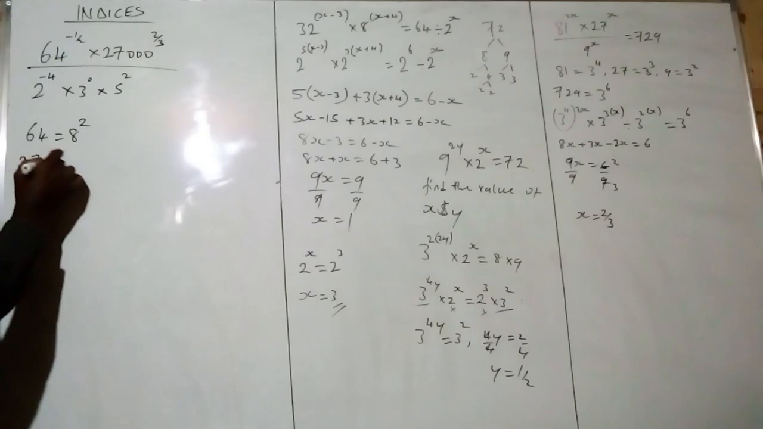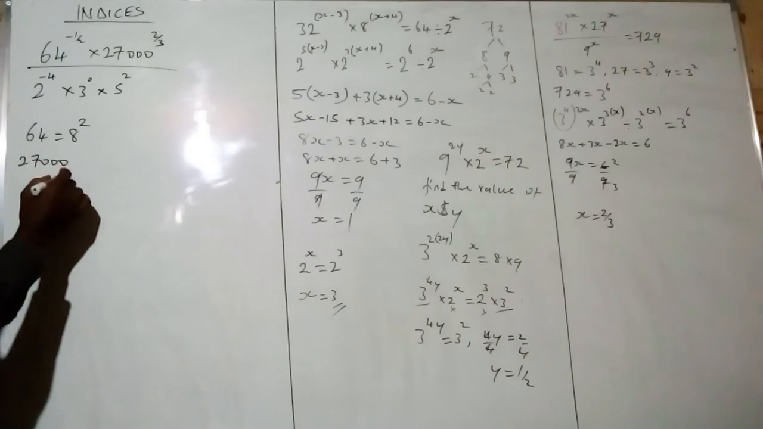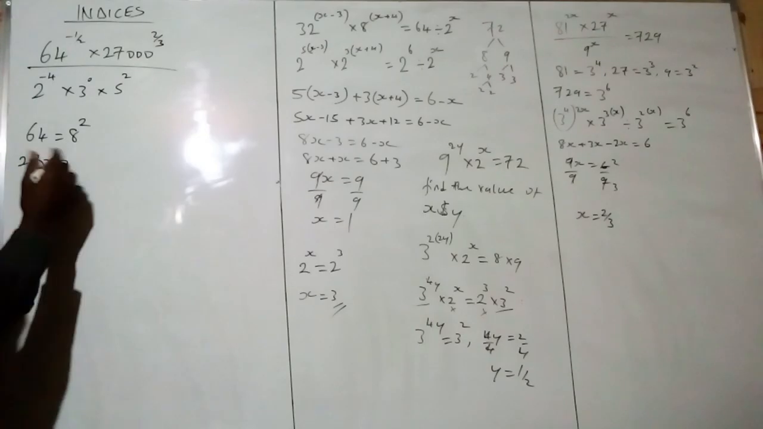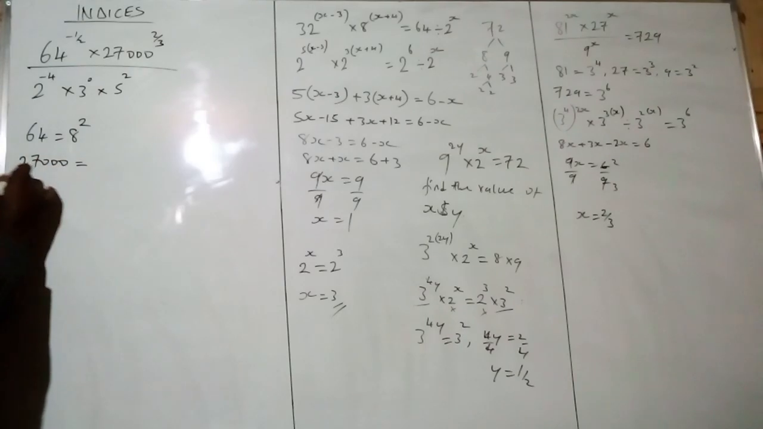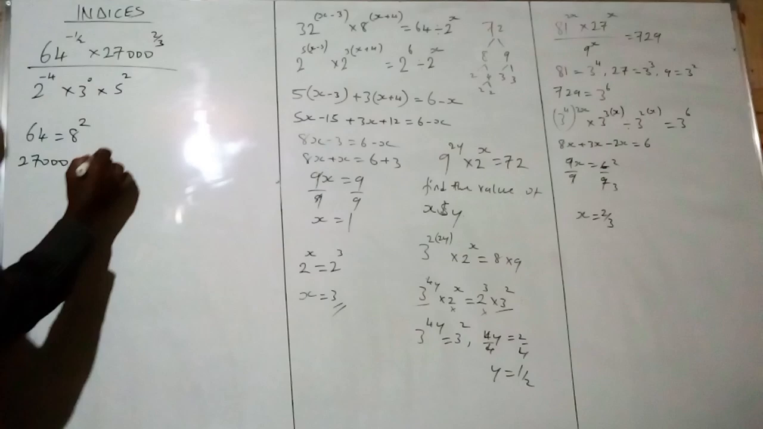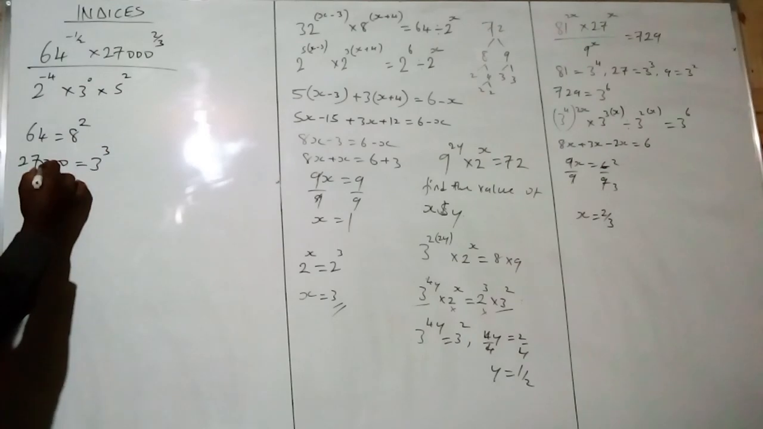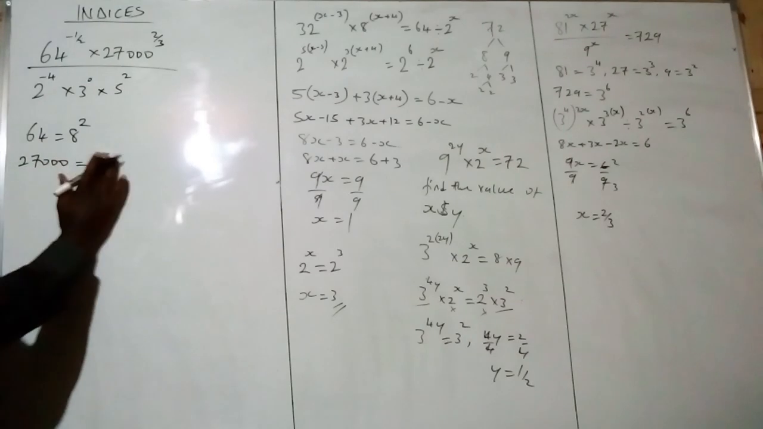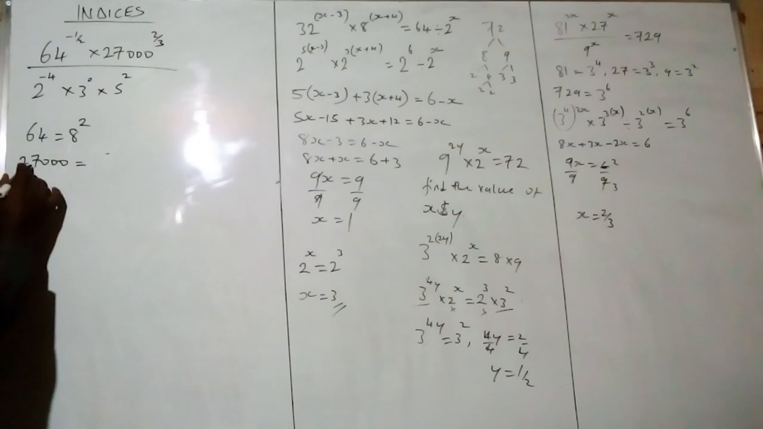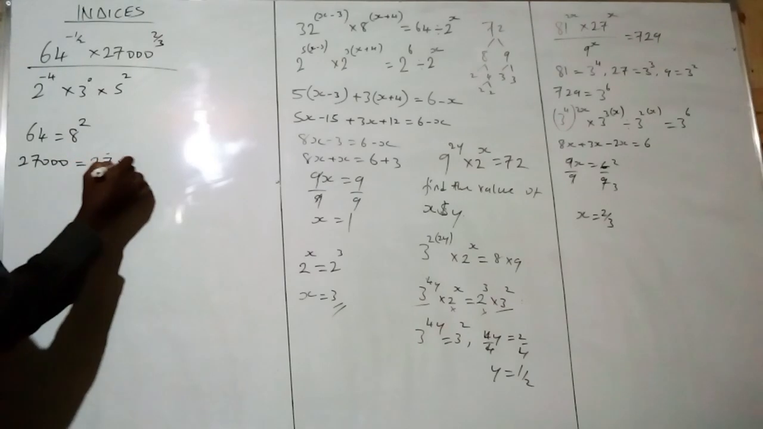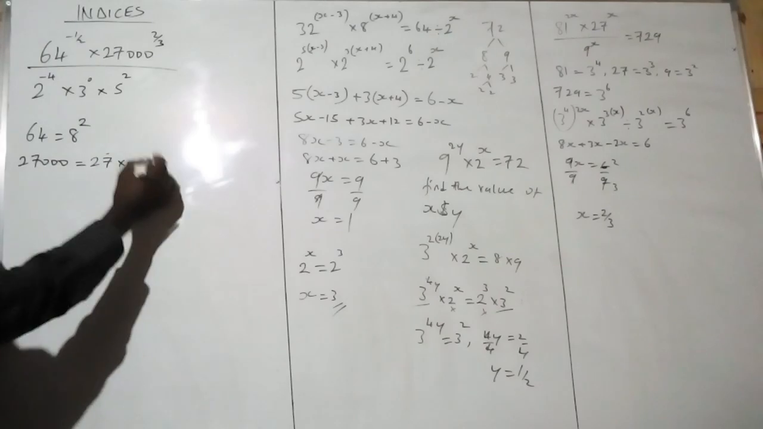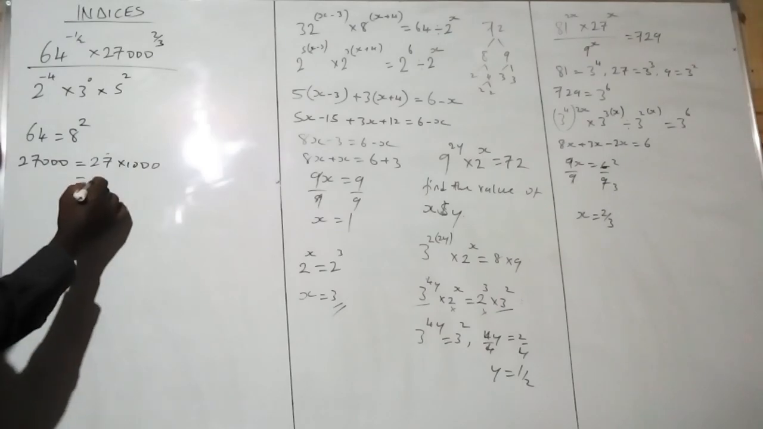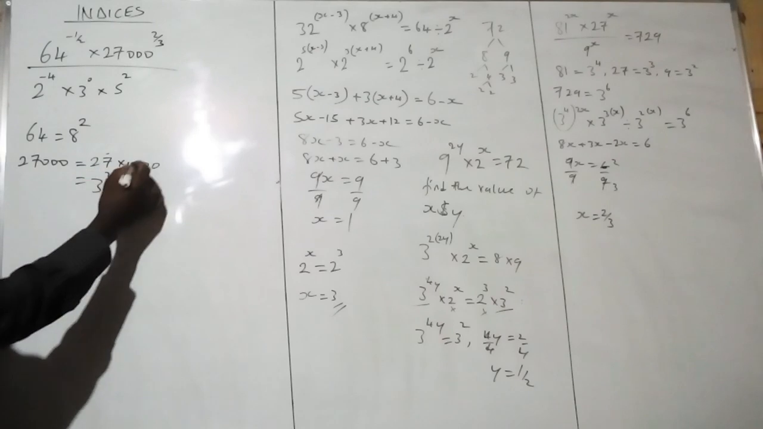2700, using the 3-factor method, we can say for 27 it's 3 cubed. Like this. 2700 is made up of 27 times 1000. For 27 can be expressed as 3 cubed. For 1000 is the same as 10 cubed. Good.